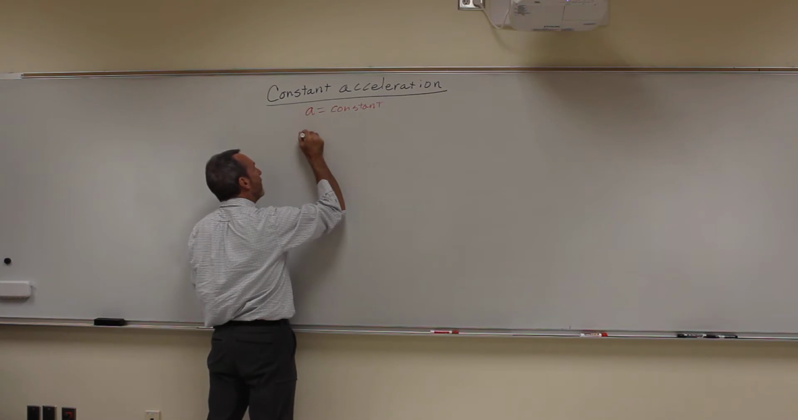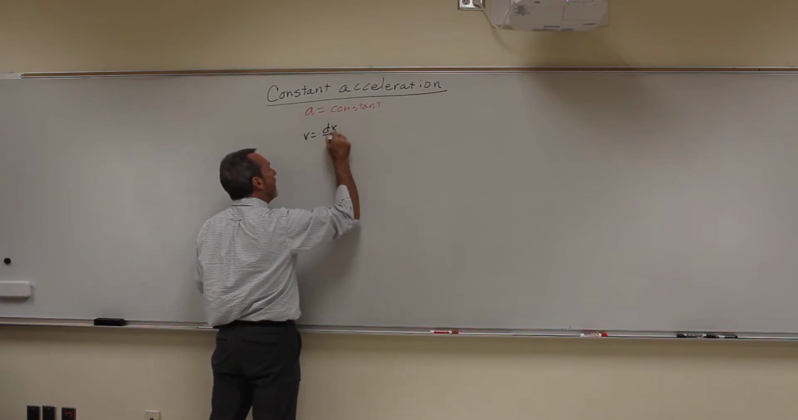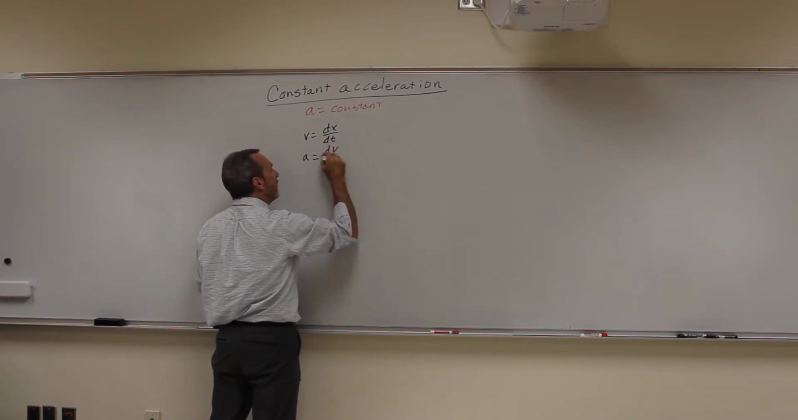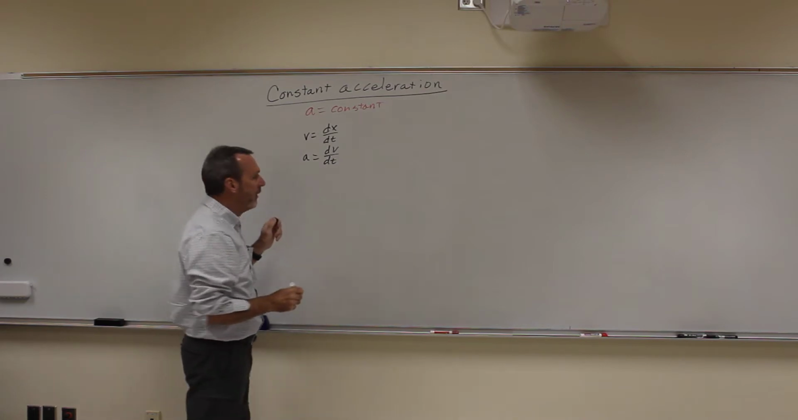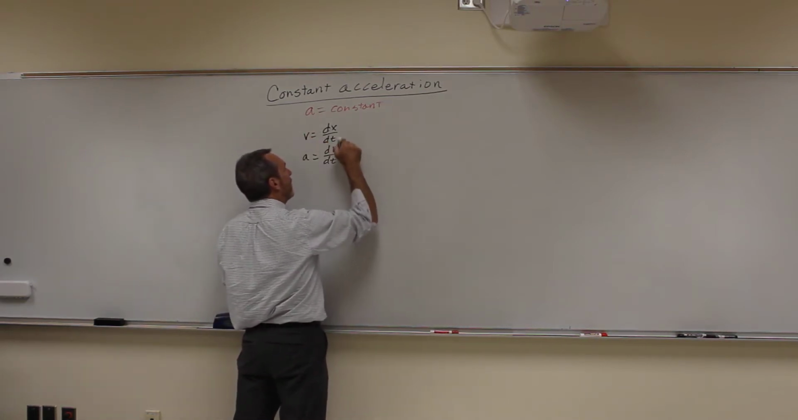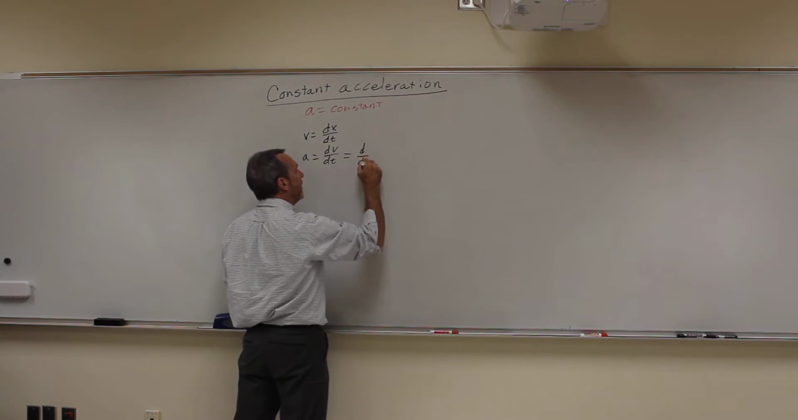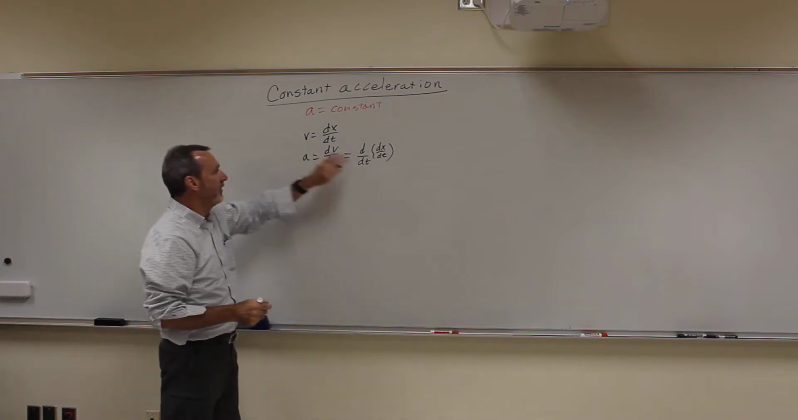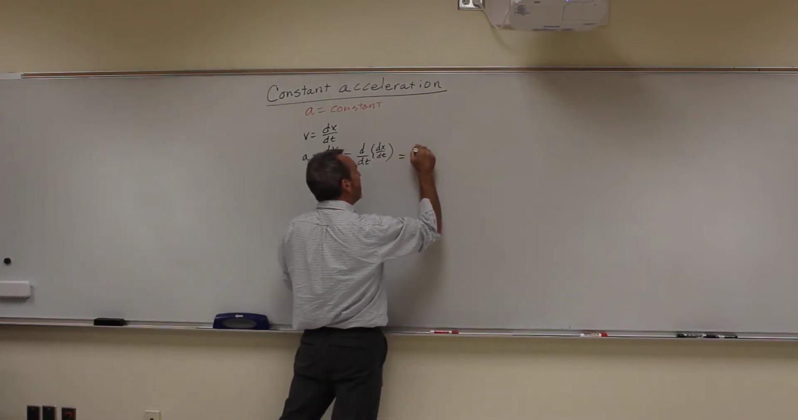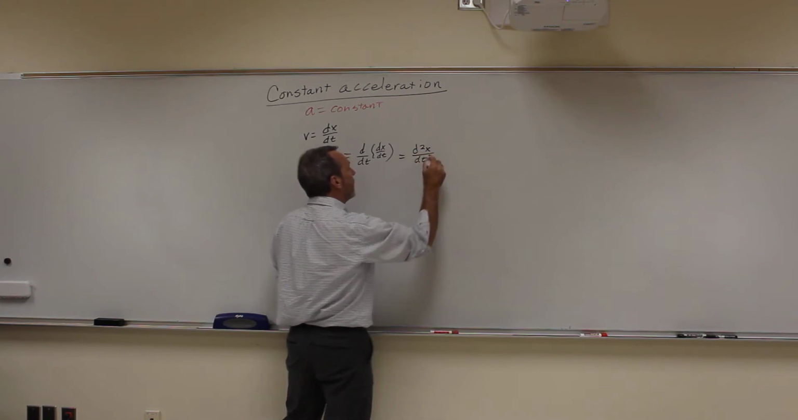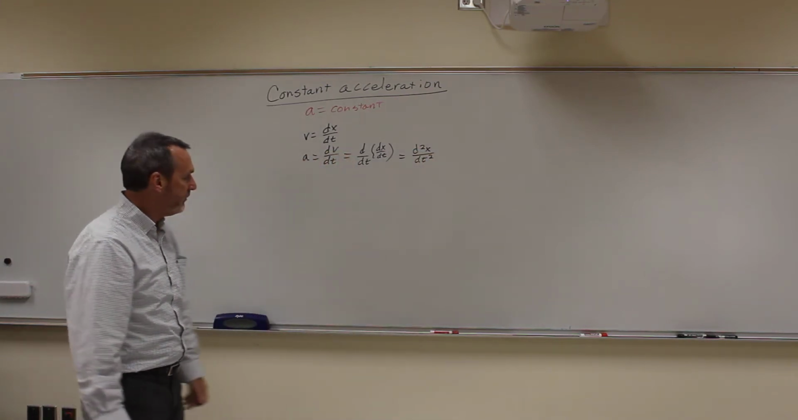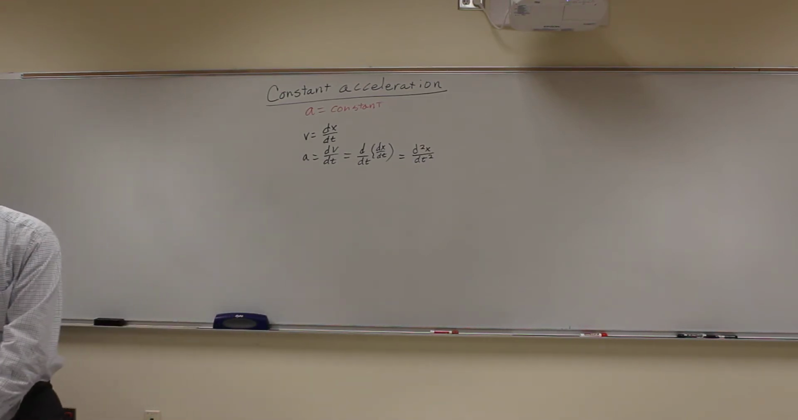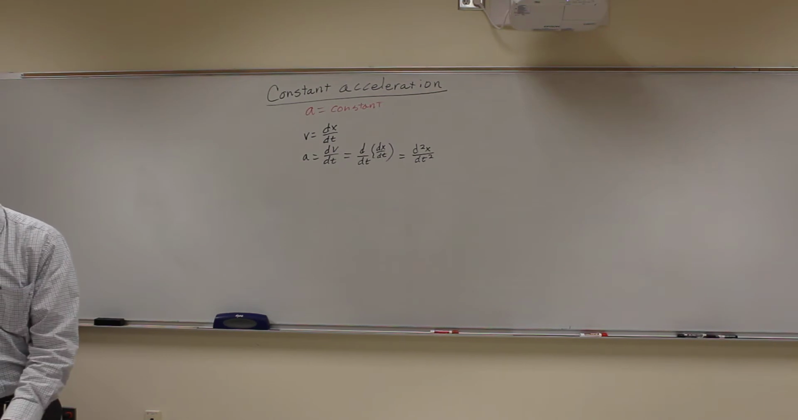We remember before that the velocity is the derivative of the position versus time, and acceleration is the derivative of velocity with respect to time. What that means is I can plug that in for the velocity and say this is just d/dt of dx/dt, because that's what velocity is equal to. What that says is that this is the second derivative of the position versus time.